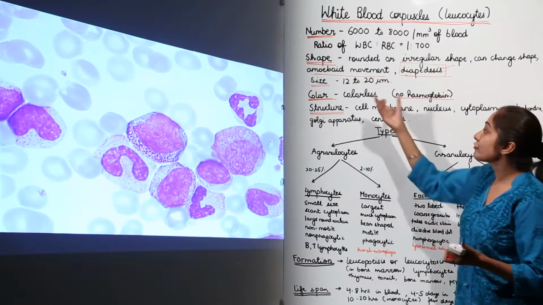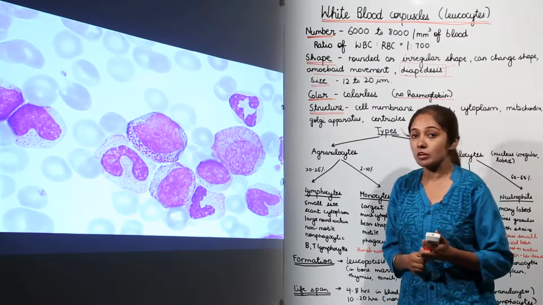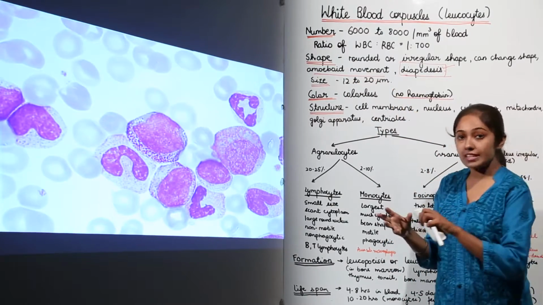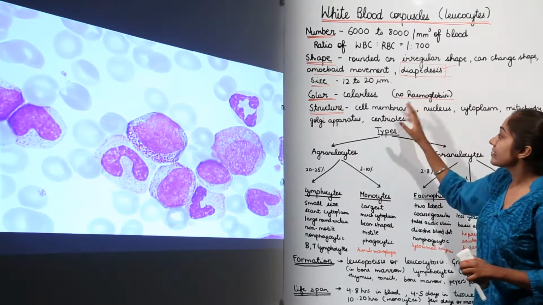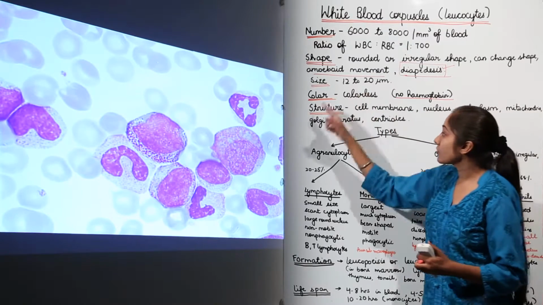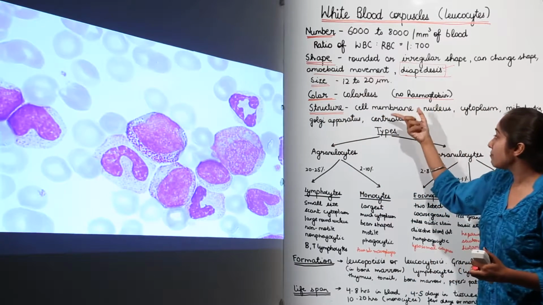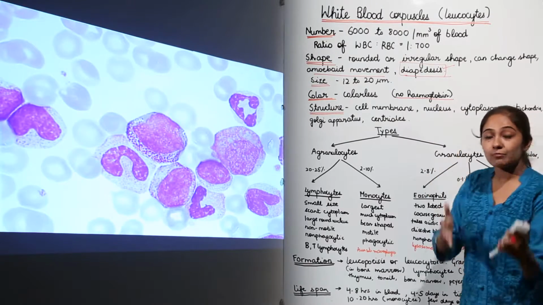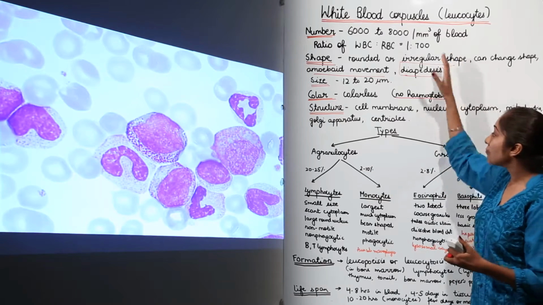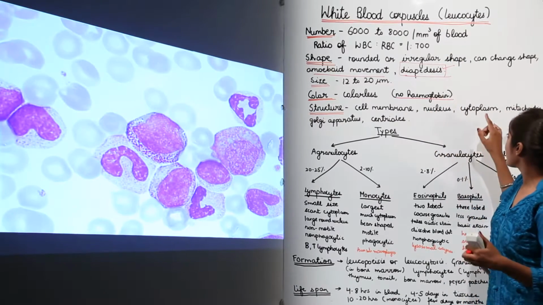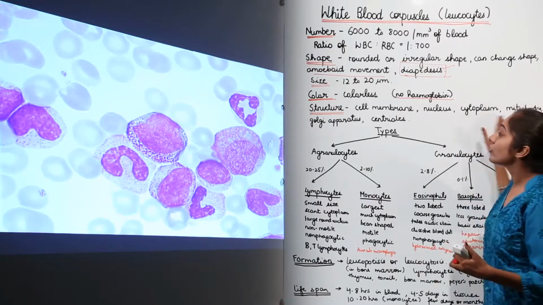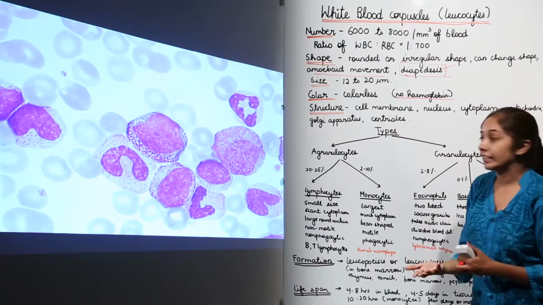And the size is fairly large as compared to red blood corpuscles. It is 12 to 20 micrometer. So as compared to RBCs, they are much larger in size. Since they are colorless, they do not contain hemoglobin. When we talk about their structure, they have a cell membrane, and there is a nucleus. The red blood corpuscles were anucleated, without nucleus. But white blood corpuscles are nucleated, they have cytoplasm, and the cytoplasm contains organelles like mitochondria, Golgi apparatus, centrioles and others.